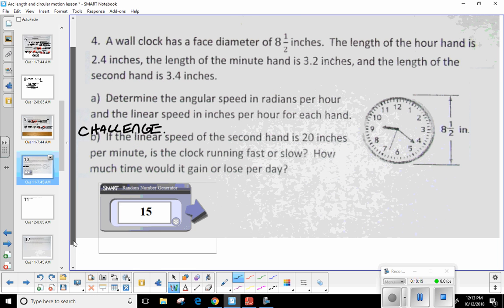Okay, now when we do this, the angular speed, let's go ahead and leave it in terms of pi. So we won't get the decimal on that one. And then for the linear speed, let's say to the nearest tenth.